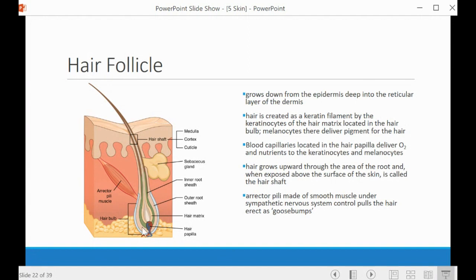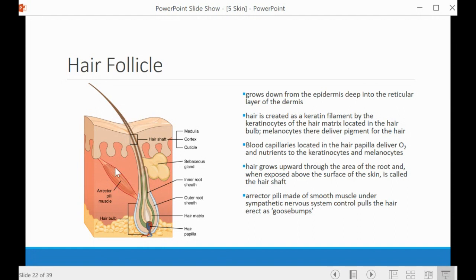The melanocytes are there to deliver any pigment to the hair. We have blood capillaries here that are going to go up into the hair papilla. They help to deliver any oxygen and nutrients to the keratinocytes and the melanocytes that are hanging out in there. The hair is going to grow upward through the area of the root, and then when exposed to the surface of the skin, we call it a hair shaft.